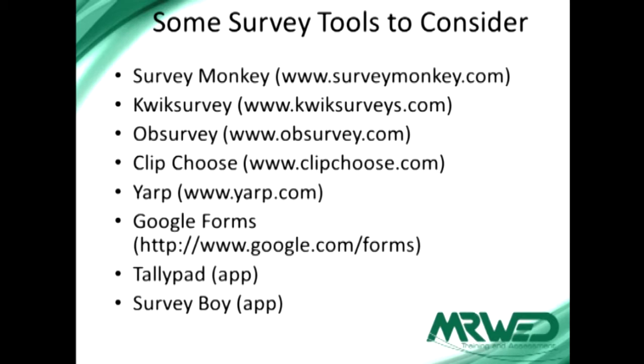In this case, we're going to look at the first 4 that are on the list, and I'll be leading you through those. I also recommend to you YARP. Google Forms is a good option. A lot of people are very comfortable with Google Documents, and Google Forms is very easy to use as well and works fine. Tallypad and Survey Boy are apps. So if you're looking for an app solution that you can use with your phone or your tablet rather than a desk-based, computer-based tool, then there are apps available, and Tallypad and Survey Boy are very easy to use, and I recommend those to you.